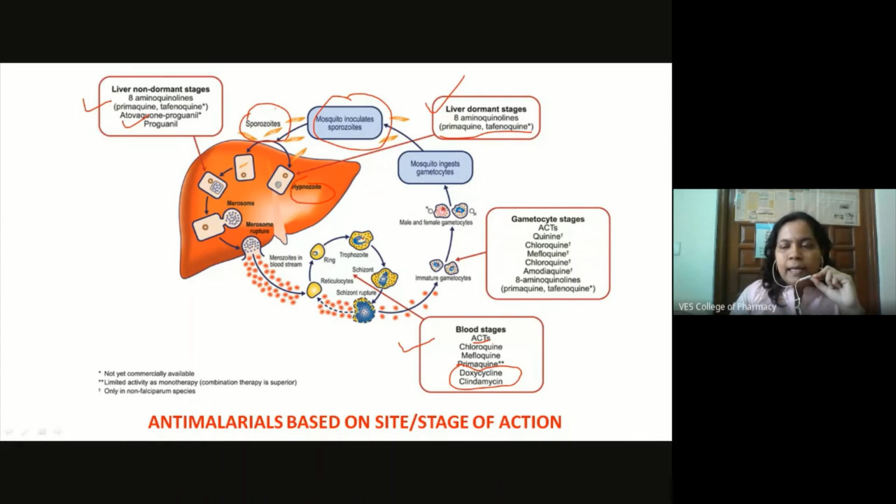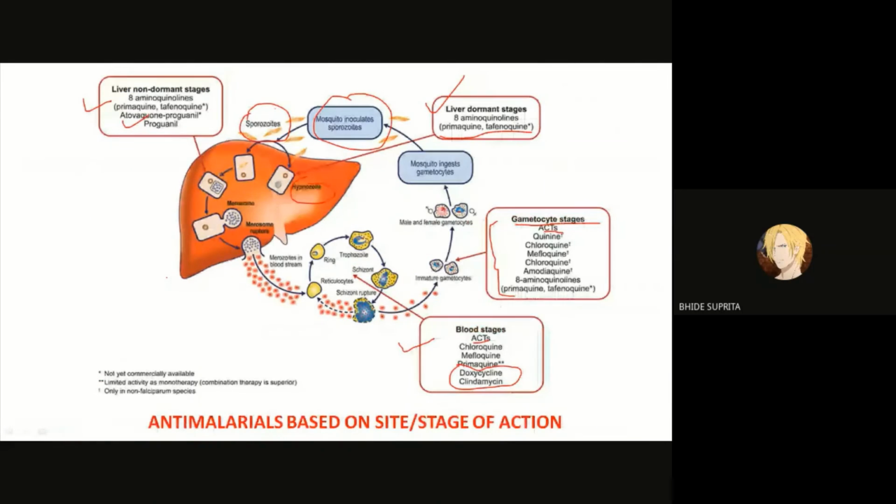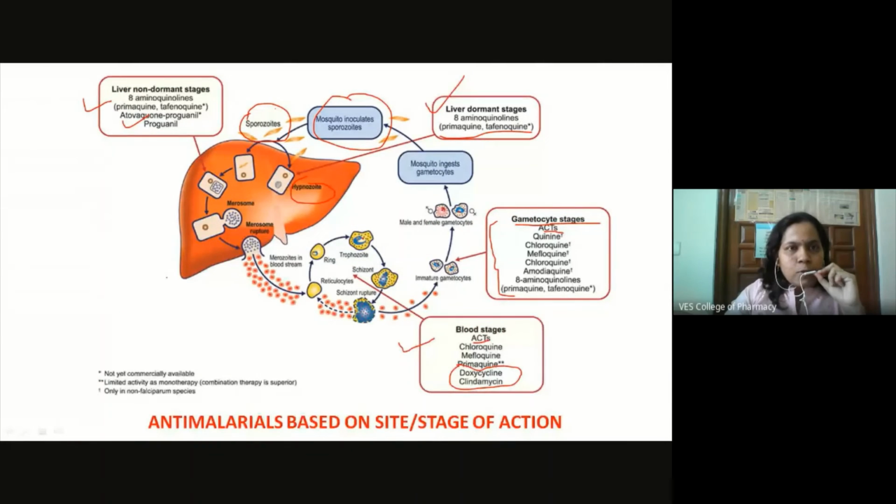And then finally, at the gametocyte stage, where you have the immature gametocytes, and then they mature into the male and female gametocytes, during this stage you can use the different quinolines which we have seen until now, as well as the artemisinin combination therapy. ACT stands for artemisinin combination therapy. Is this much clear to everyone? Yes, ma'am. Any doubts in this slide?